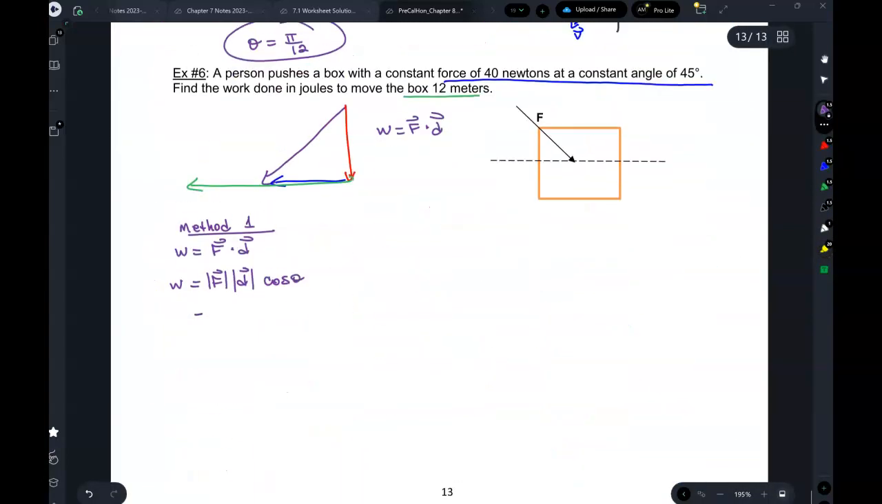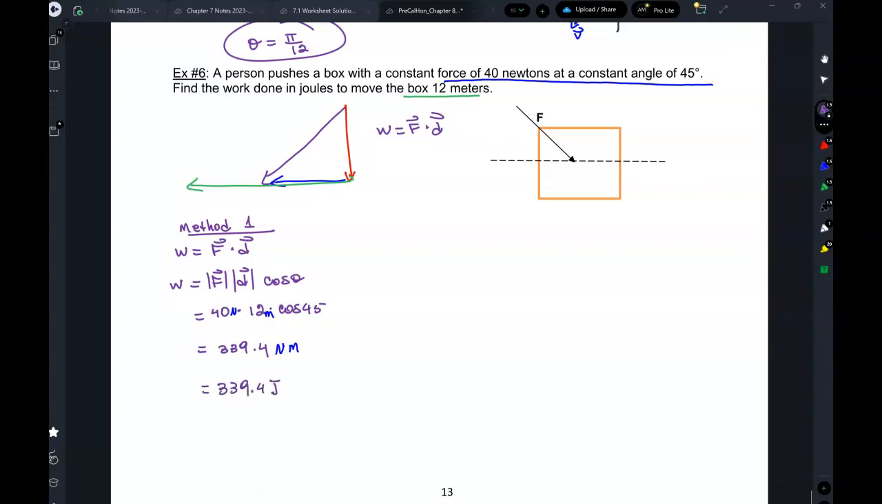So what is this? Magnitude of the force? How much is that? 40. Magnitude of the distance? 12. Cosine 45. That's 339.4. Okay, what are the units? Force is in newtons. This is in meters. It's newton meters, which is the same as joules. Okay? All right.